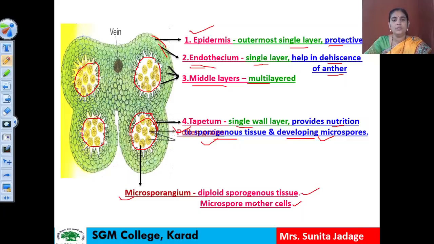Okay, now let us see the structure of the pollen grain. You can observe here, inside the microsporangia, the yellow colored structures are pollen grains. We can see here, these are the pollen grains.